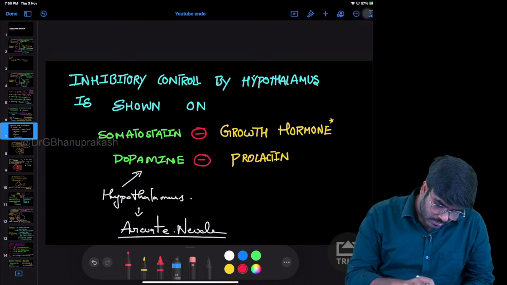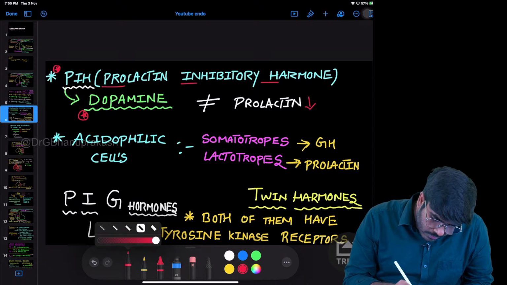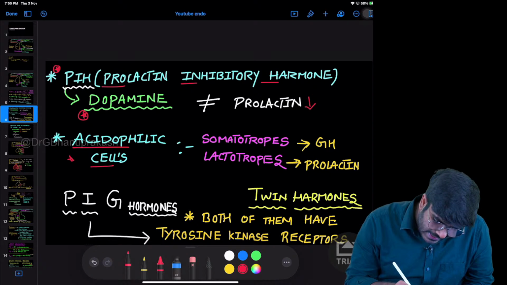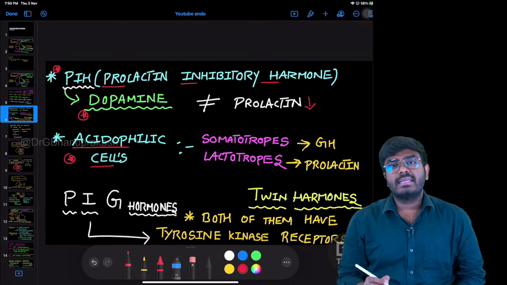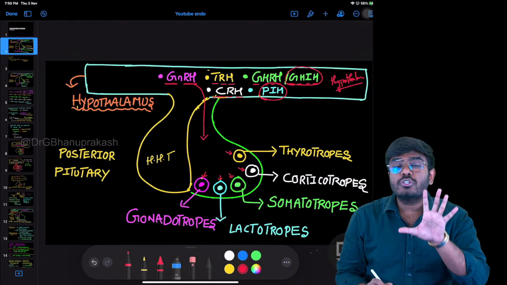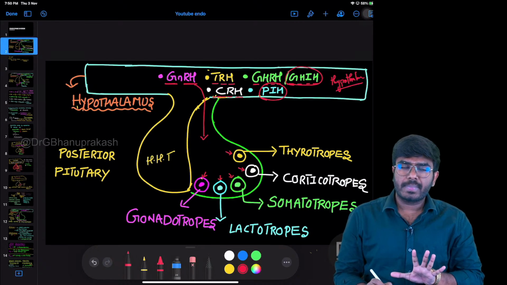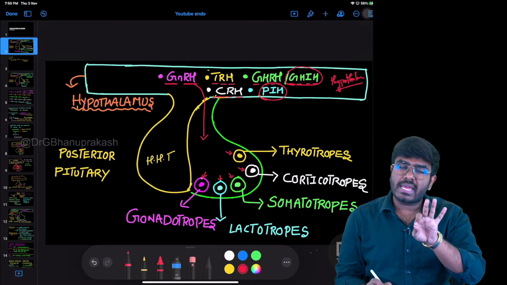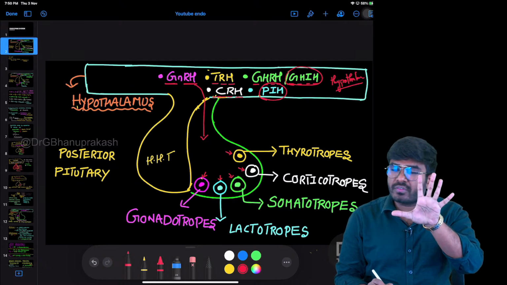Now, let's go further. Let's talk about the acidophilic cells in the anterior pituitary. Guys, how many types of cells are there in the anterior pituitary? I have clearly shown you there are 5 different types of cells: corticotropes, lactotropes, thyrotropes, somatotropes, and gonadotropes.